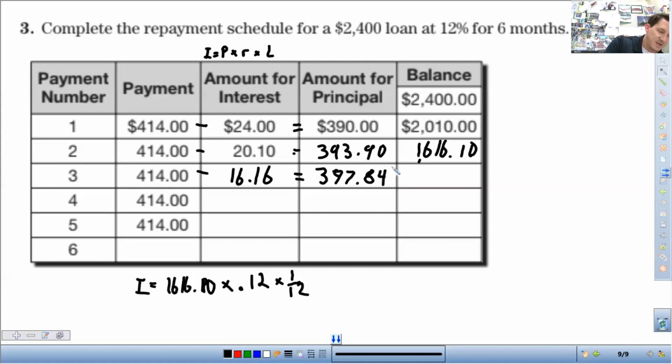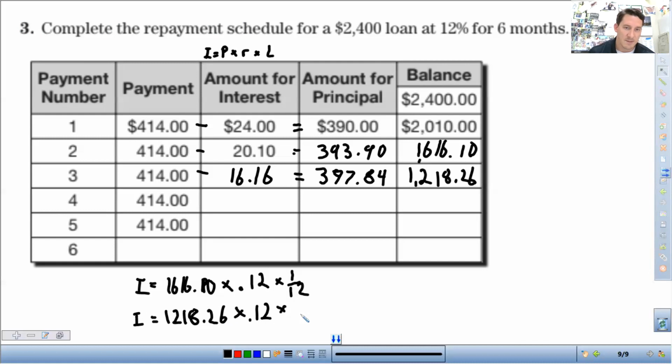And then I need to do 1,616.10 minus 397.84. We get 1,218.26. Do it again. I need to calculate the new interest. So the interest is 1,218.26 times 0.12 times 1/12. Put that into a calculator and you're going to get 12.18. So 414 minus 12.18 is equal to 401.82.